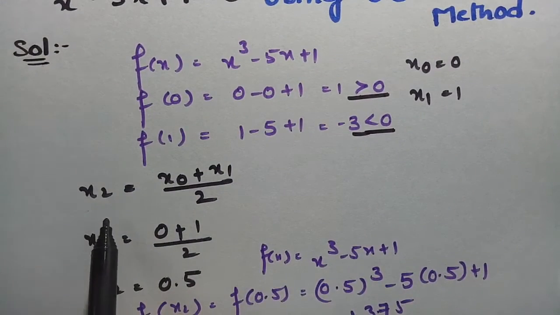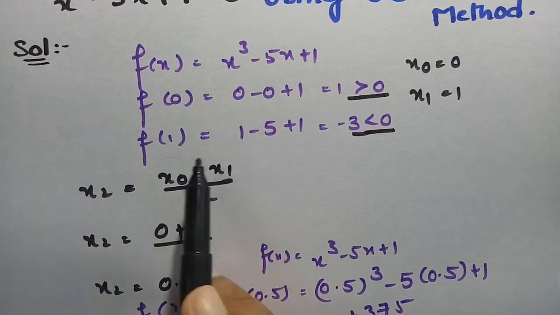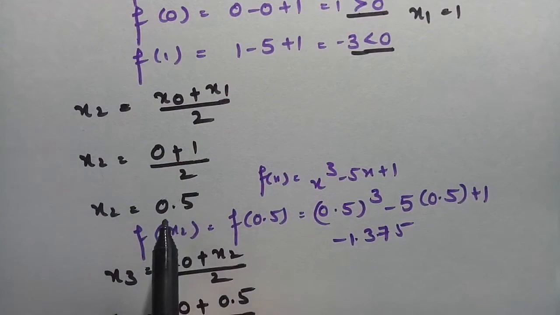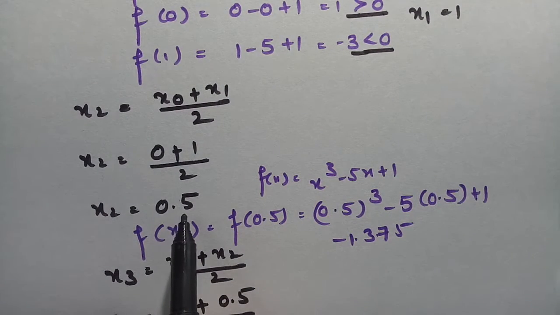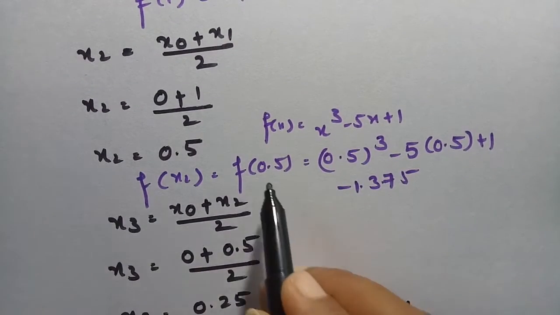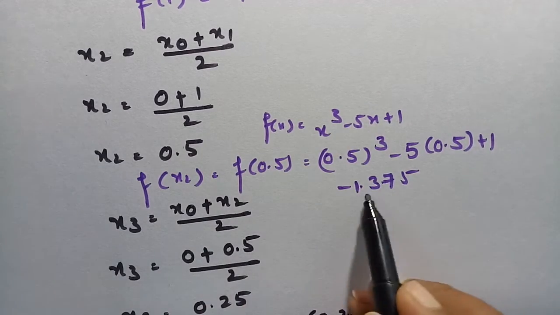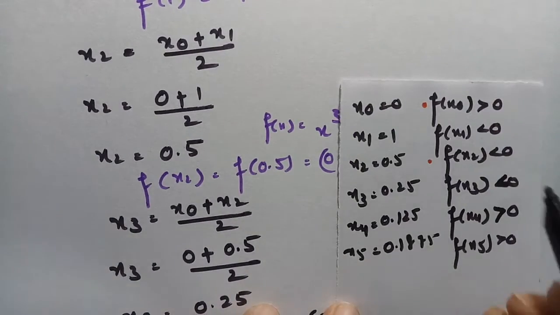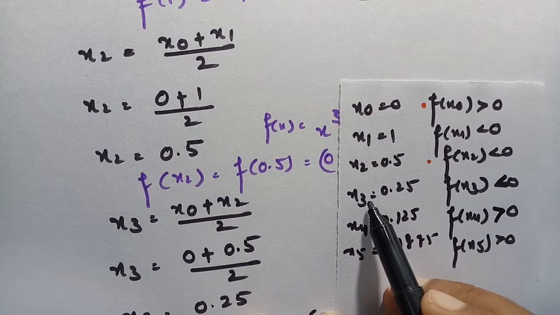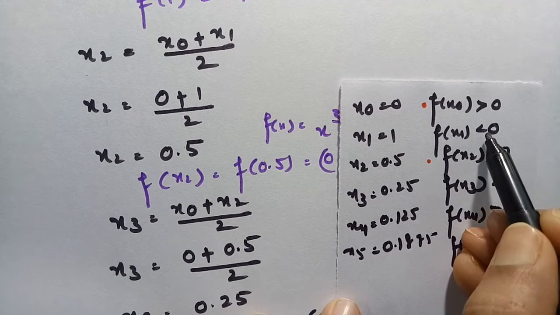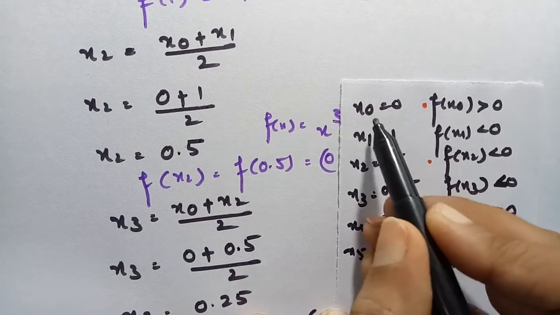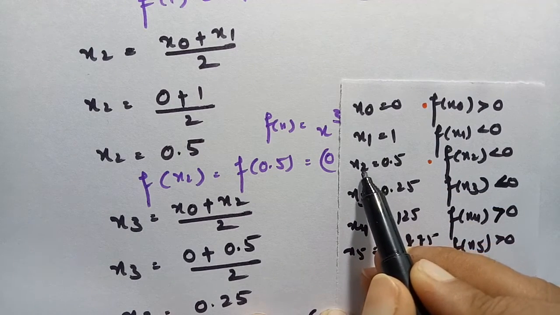So for the next bisected root, x2 is equal to, this is the formula for the bisection, x0 plus x1 by 2. So we got this as 0.5. Again we have f of x is equal to x³ minus 5x plus 1. If I keep f of x2 value, this will be negative. So again for x3, which roots you have to select. This is negative and this is also negative. So you shouldn't choose x1. We have to go with the positive one. So x0 is positive and the other one is x2.